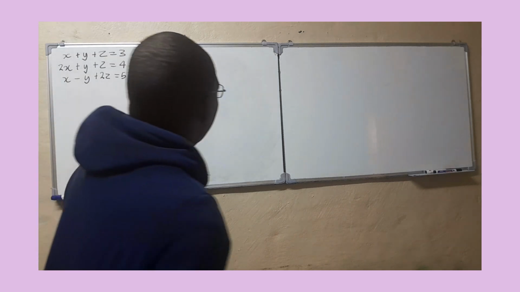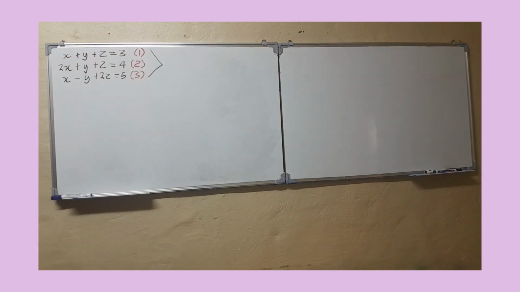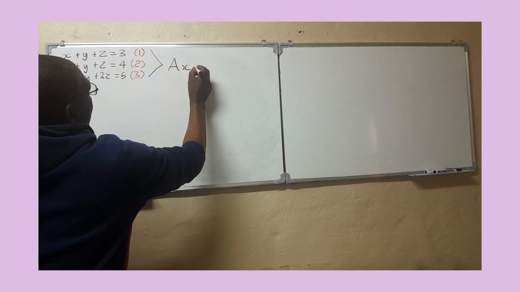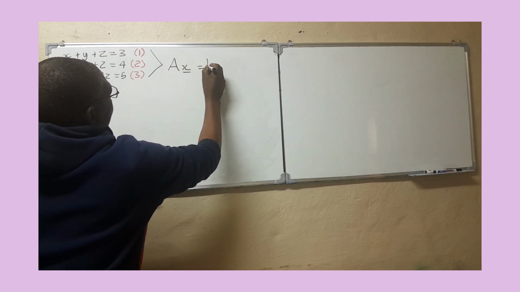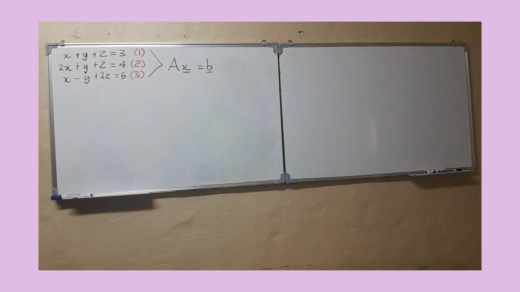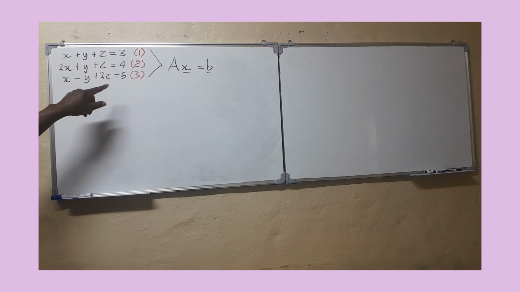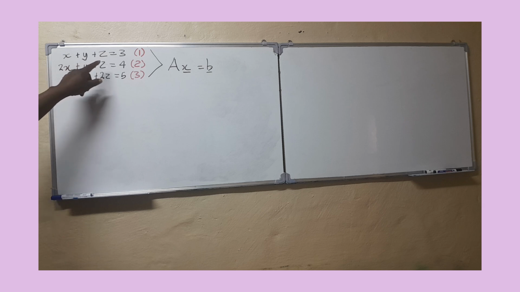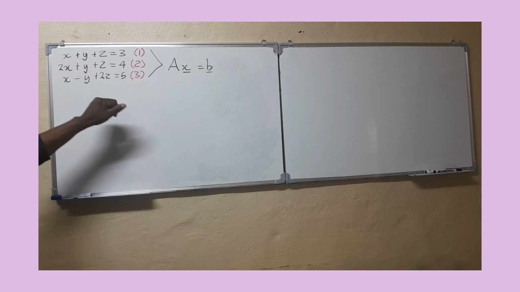Now, the first thing that we have to do here is to change this system into the new system Ax is equal to b. B is a vector. So what is A? A is the coefficient matrix. In other words, it's a matrix consisting of the coefficients of x, y, z in these equations. Row 1 of A will be 1, 1, 1. Row 2 will be 2, 1, 1. Row 3 will be 1, minus 1, 2.